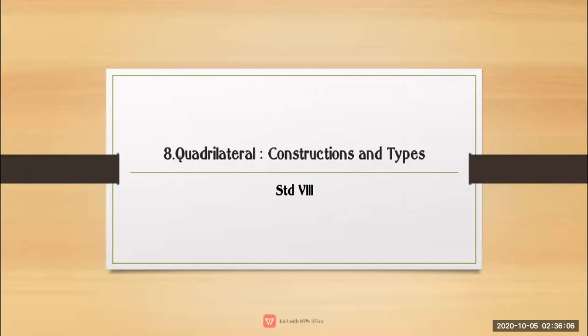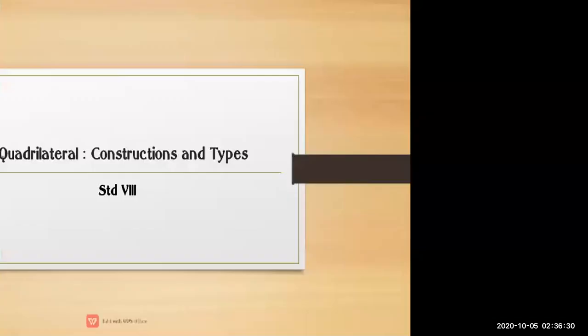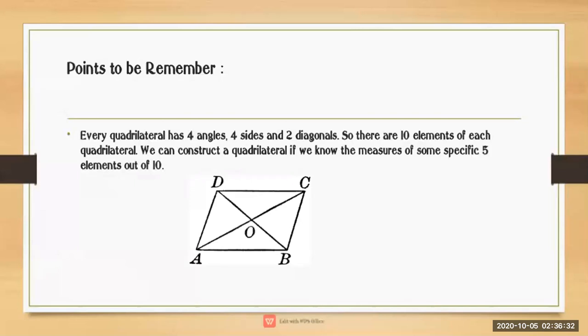That is four sides. Now, I told you in the previous lecture, you should be ready with your geometry box because this chapter is of construction, so we need a geometry box. So I hope everyone is ready with their geometry box. Now in this chapter there are some points which we are going to learn.